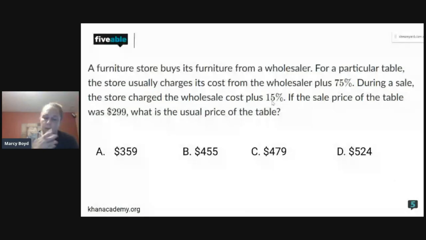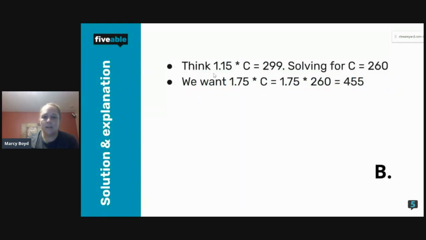At least Texas Instruments, which is the one that a lot of schools use. So understanding that it's wholesale cost, 100% plus 0.15, because 15% is 0.15, that sale price is $299. So I talk to my students a lot about translating. If this was English and Spanish, we would understand. So math is just another foreign language. What I want to think about is translating that English on the previous page to this math sentence: 100% and 15% of the cost is $299.